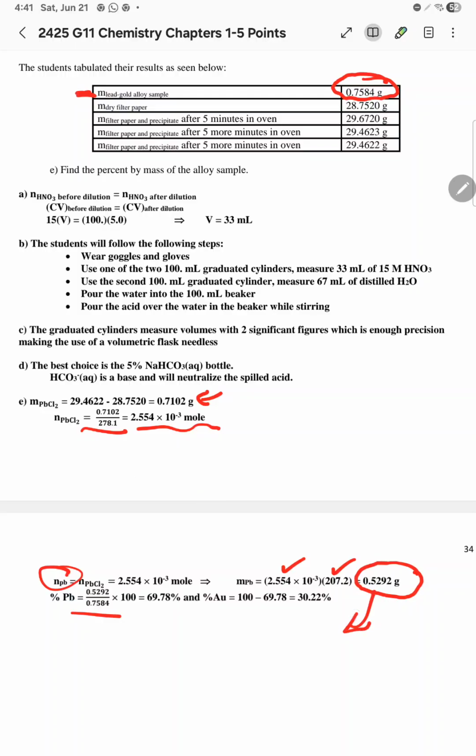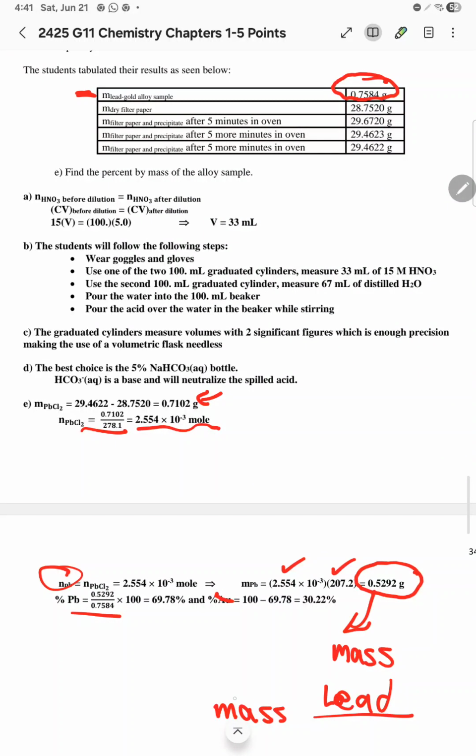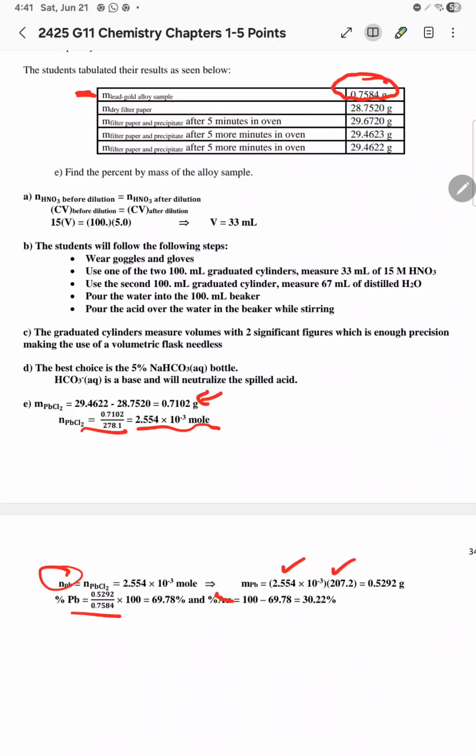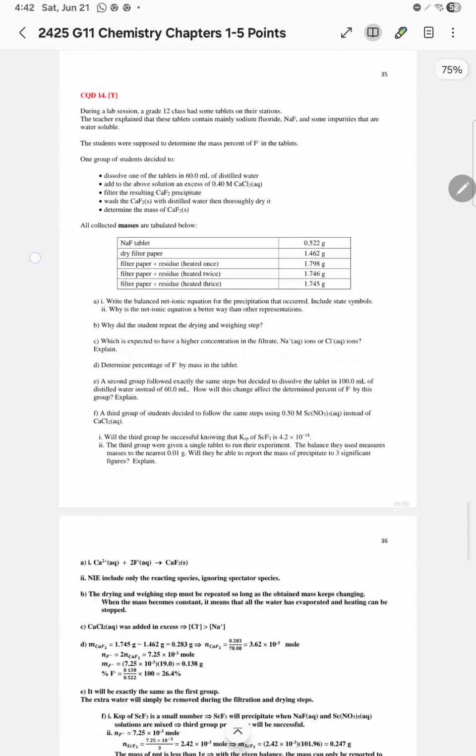So this is the mass of lead, you divide it by the mass of alloy. It keeps moving. Mass of alloy. It's practically just what they did here. After that, you multiply by 100, you get this much percent for Pb, and then when you subtract this percentage from 100, you get the percentage of Au. And that's it. Please tell me there's one more question left.